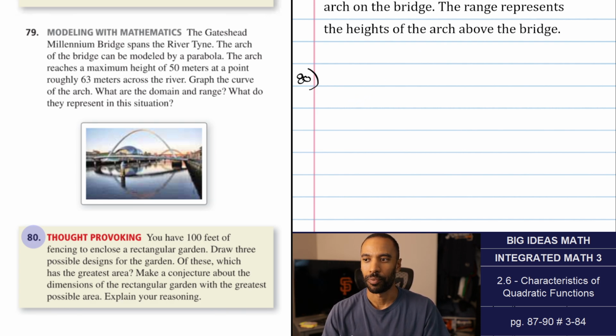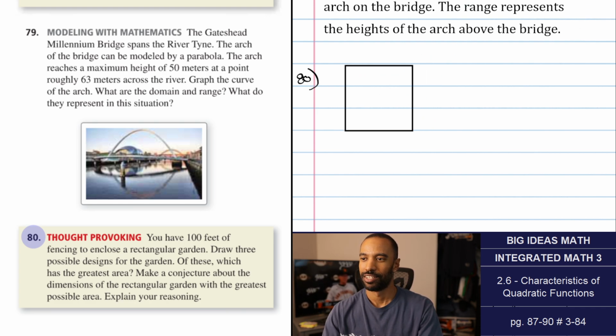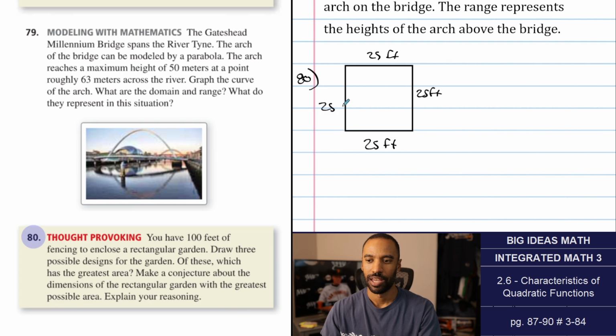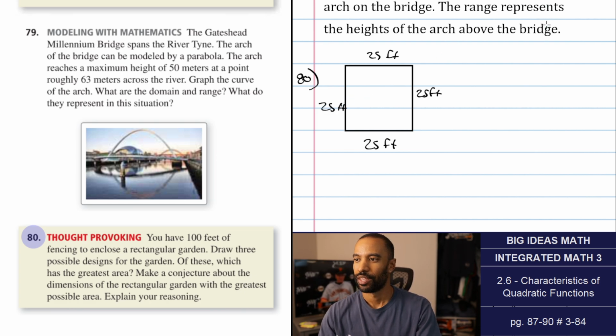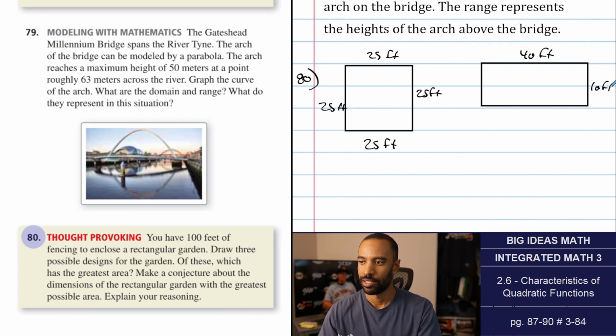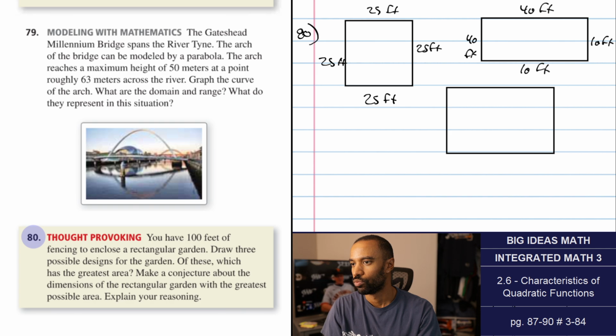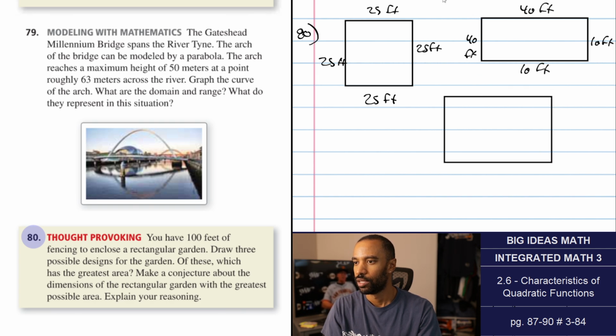So anyway, I'll have three options. One of them will be 25 feet on each side. I was trying to make a square. So we'll have one that's 25 by 25. I wonder what's going to happen with the area compared to the other ones. Another one, let's make some up. How about 40 and 10? 40 feet by 10 feet. And the last one, we'll do somewhere in between. Let's do 30 and 20. 30 feet, 20 feet.